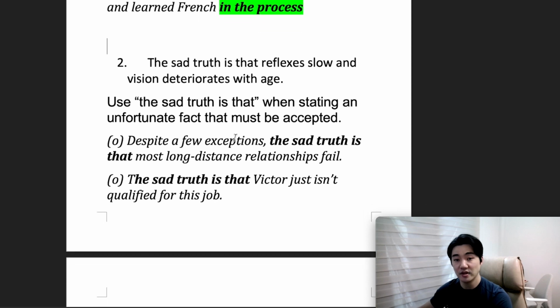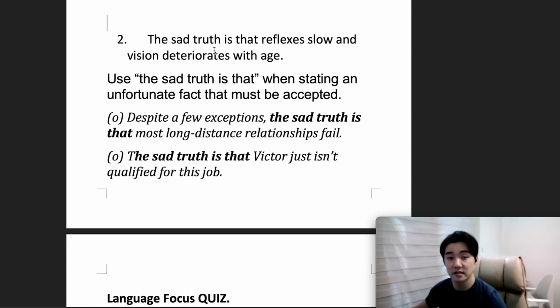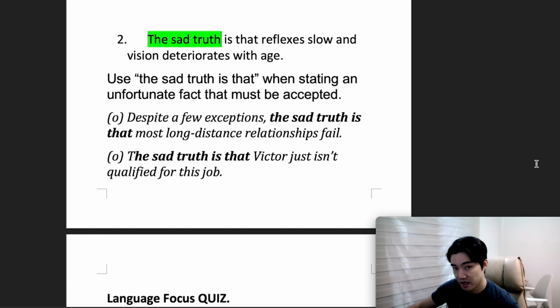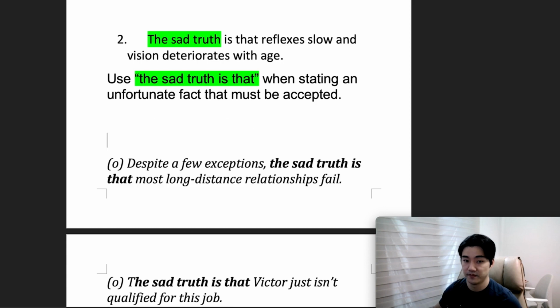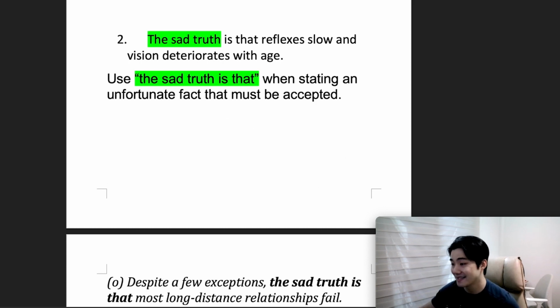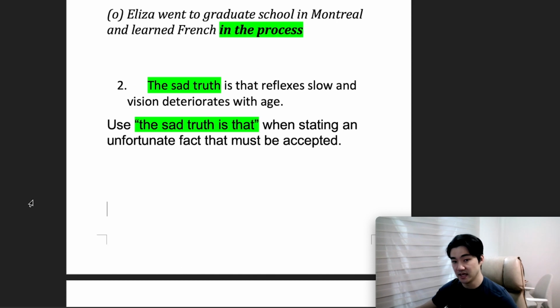Number 2. The sad truth is that reflexes slow and vision deteriorates with age. So this is what we're going to learn, this sort of expression, the sad truth. So use "the sad truth is that" when stating an unfortunate fact that must be accepted. So an unfortunate fact that must be accepted. Okay. So first we know the word sad, right? 슬프게도, or sadly should I say.